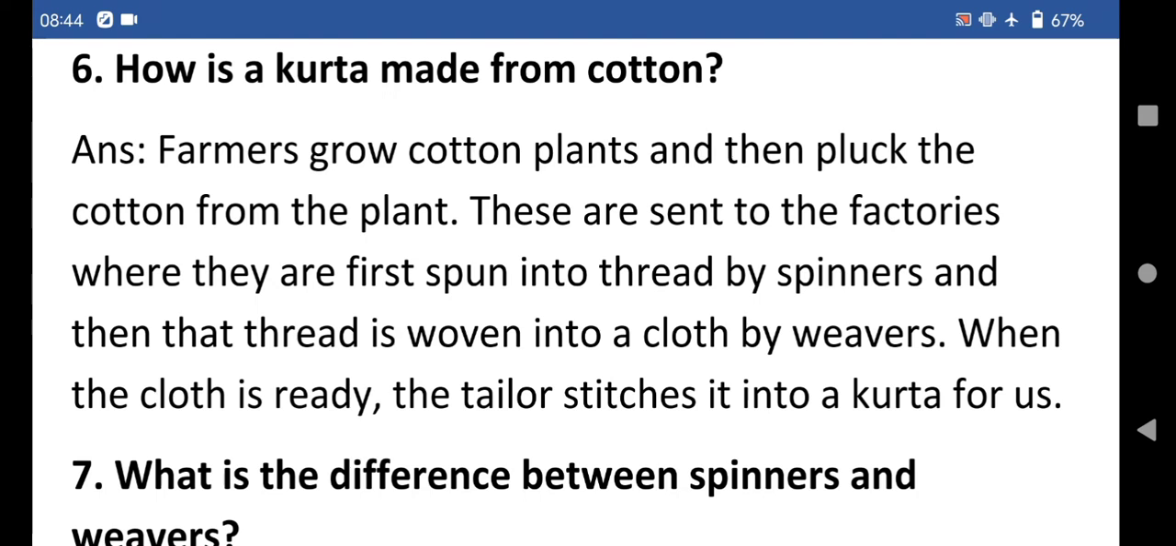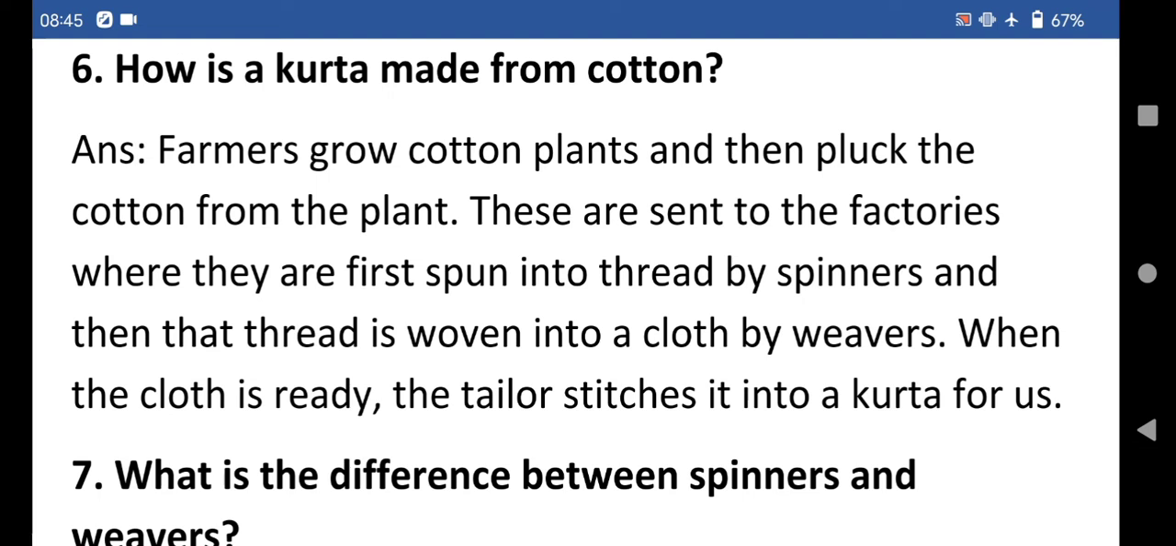And after spinning, after turning the cotton into thread, what is the next step? Then that spun thread is woven into a cloth by the weavers. That thread is woven into a cloth. That means that thread is combined together by the weavers. The weavers will make the thread into a cloth.